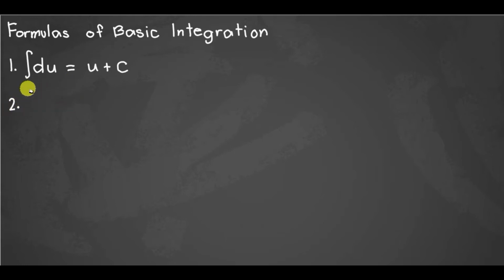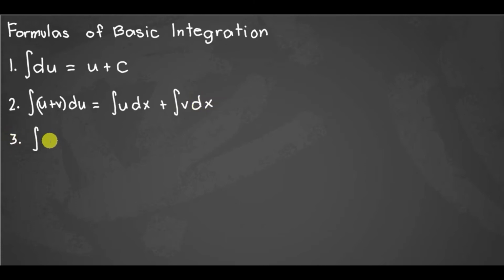Now, our second formula is what we call integrating the sum and difference of functions. The distributive property can be applied here. Make sure that each term is separated by either plus or minus. Then we can rewrite the integral by distributing the integral sign on each term. Thus, the antiderivative is the integral of u dx plus the integral of v dx.